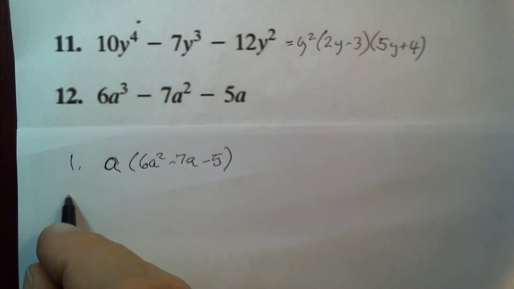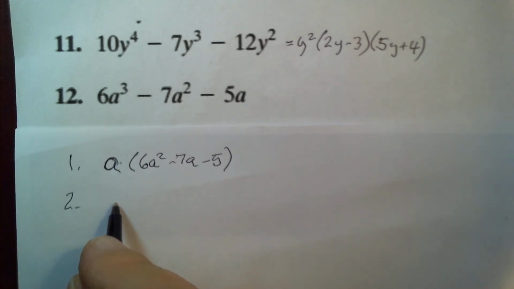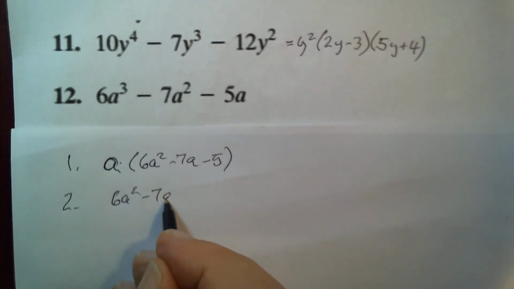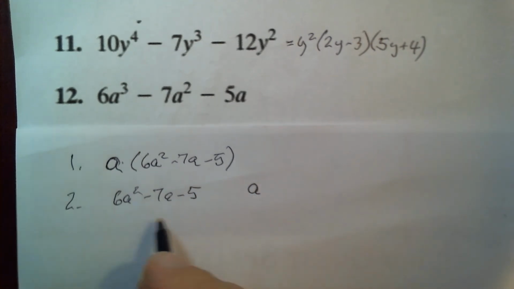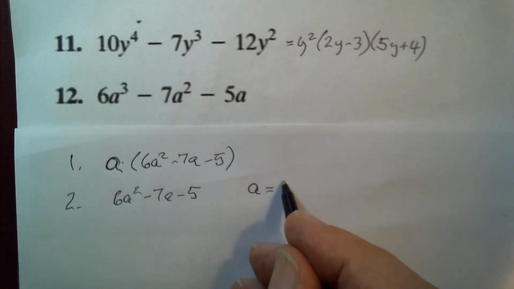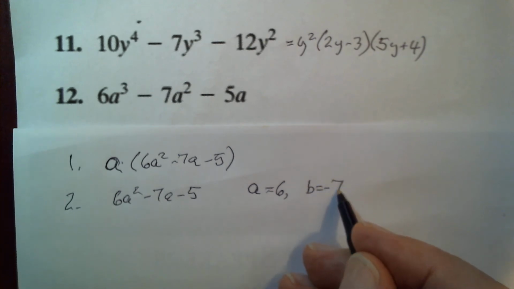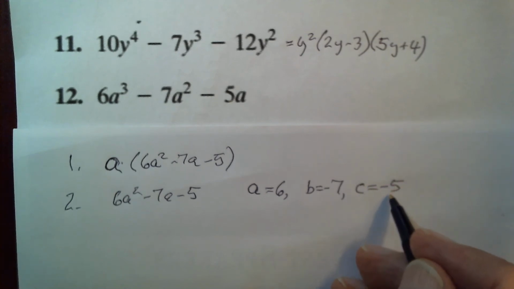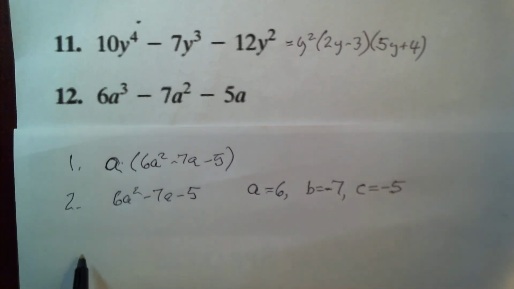So now we just focus on that trinomial, and later on we write a as a factor in front. So we're looking at 6a squared minus 7a minus 5. So we identify a, b, and c. A is the leading coefficient of 6. B is equal to minus 7. And C is equal to minus 5. And again, always pay attention to the minus signs. That's really critical. Otherwise, you can't come up with the right answer. If you miss one sign, nothing will work for you.